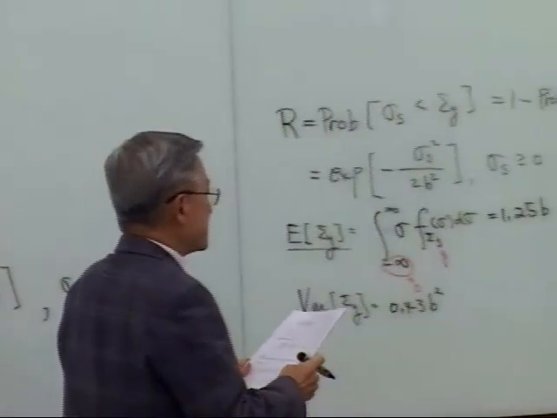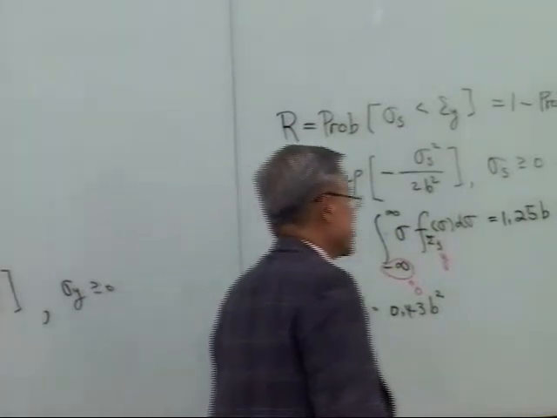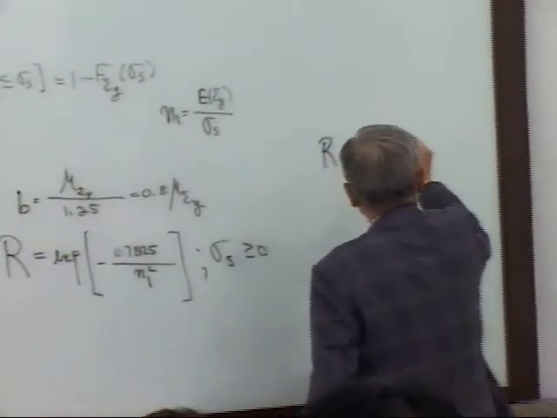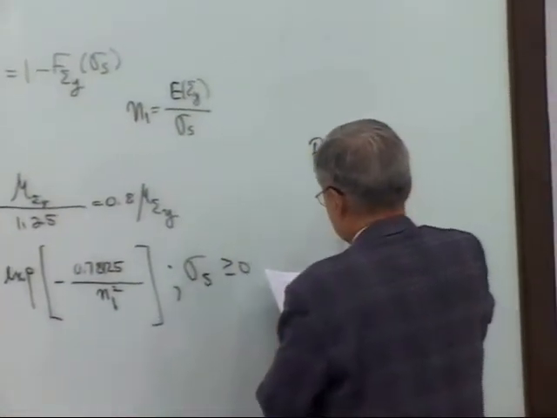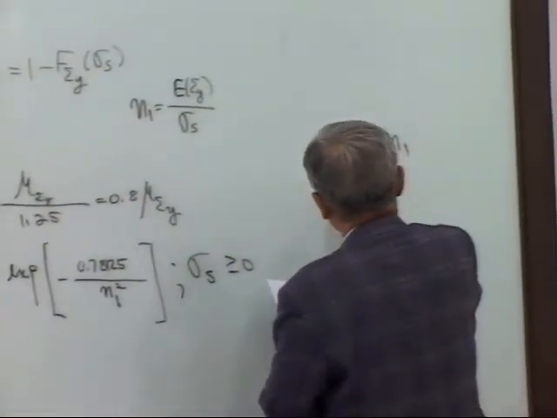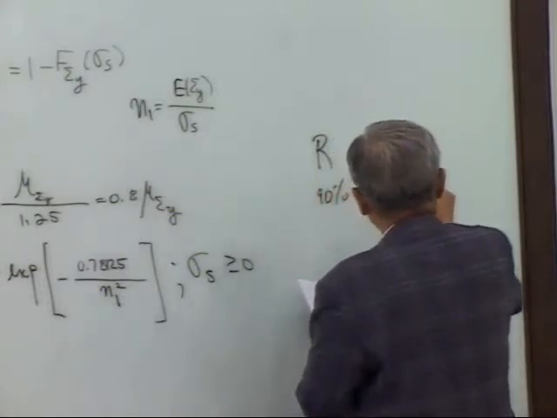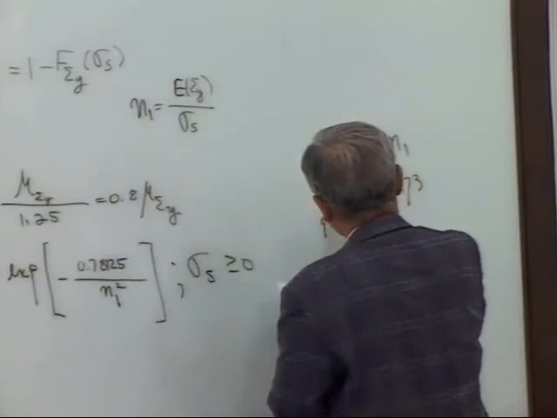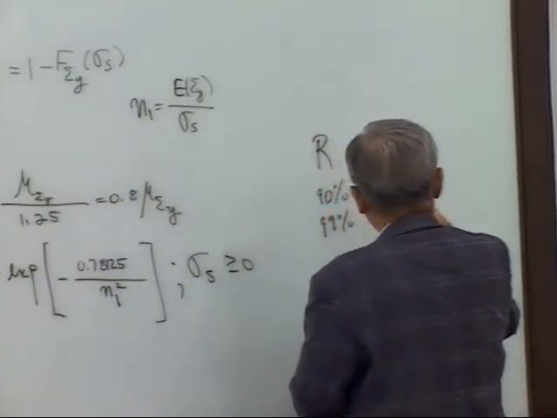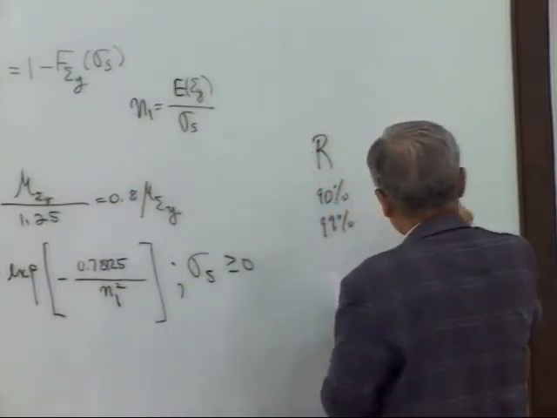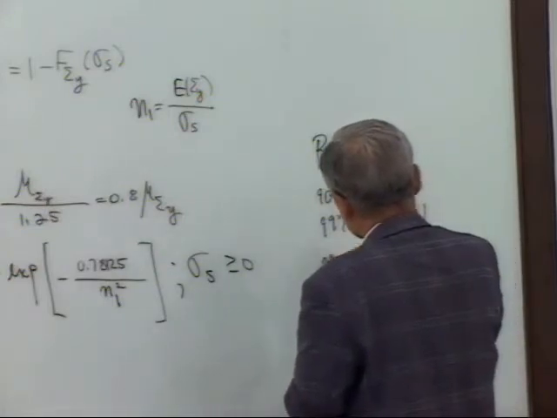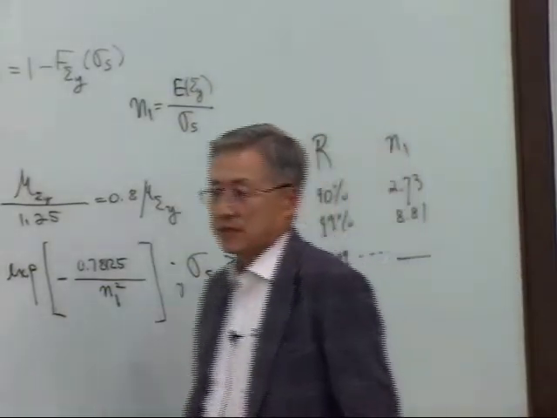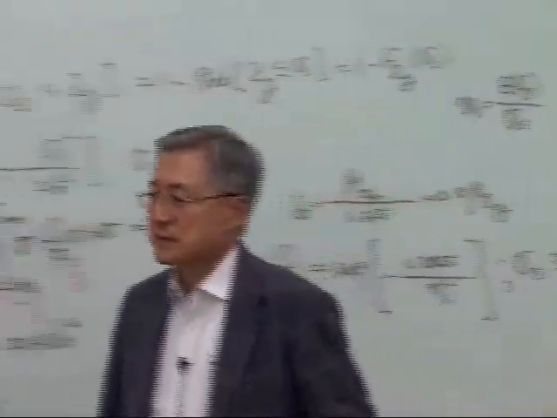So in this case, it's really reasonable when you compute the R and N1. It's reasonable because at 90% you got 2.73. At 99% you got 8.81. At 99.99% you can compute something pretty high. Okay.